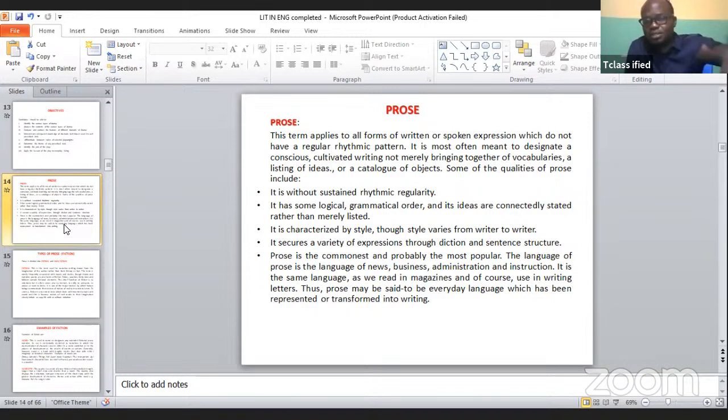Acting out the plot. That's what drama is. We looked at the various types and the characteristics of drama. Today we're going to be looking at another style of literature known as prose.